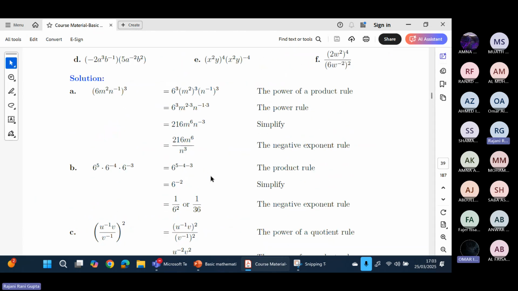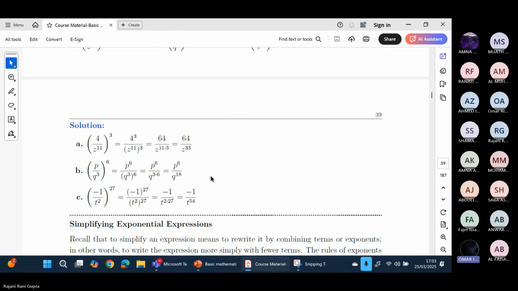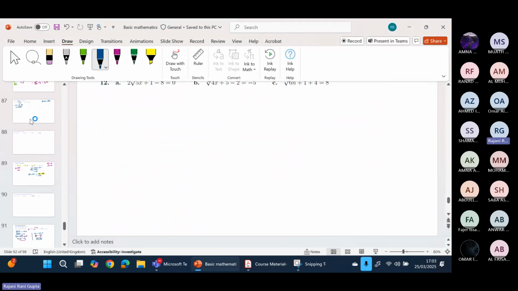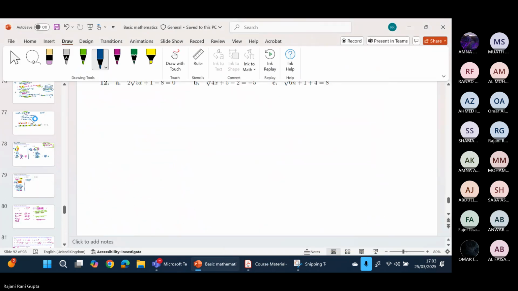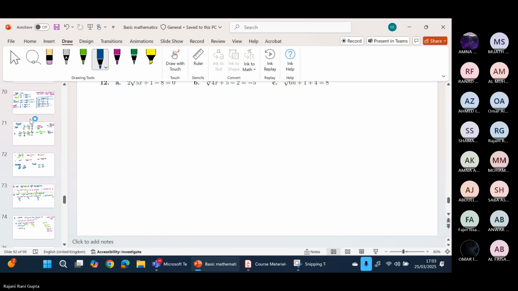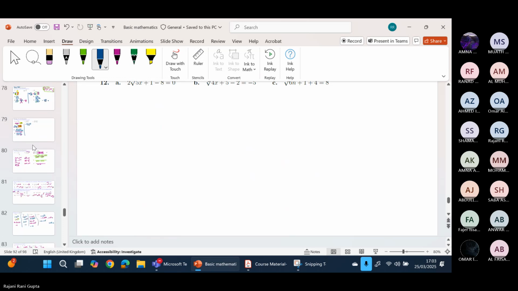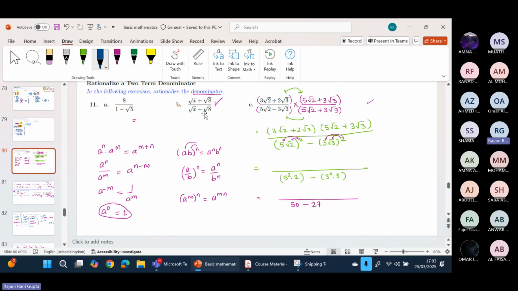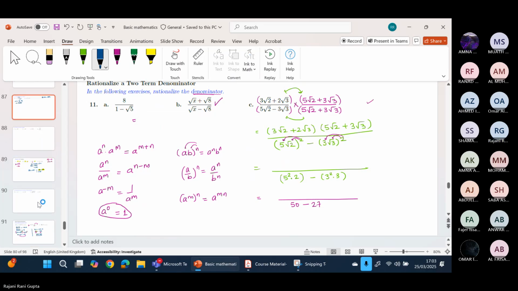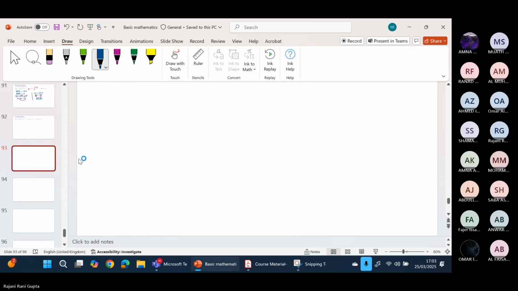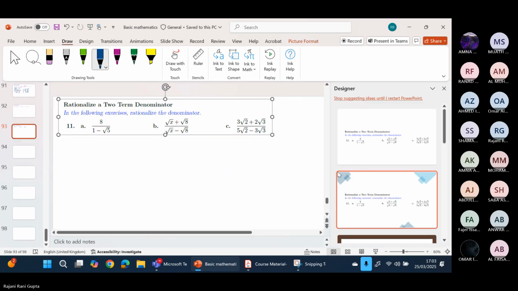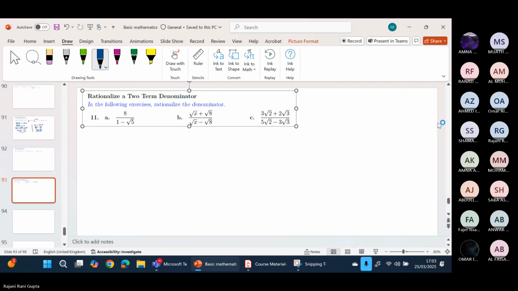Miss, from here, you can review rationalization 2 term. Rationalization two term. Okay, let me see. You mean anyone from this? B, maybe. Okay. So let's do B.